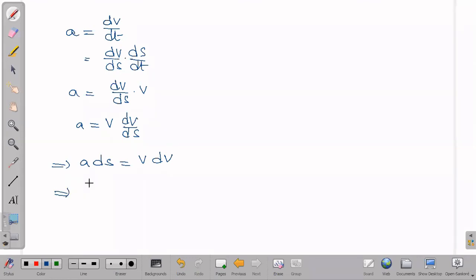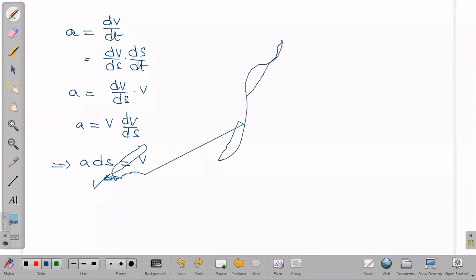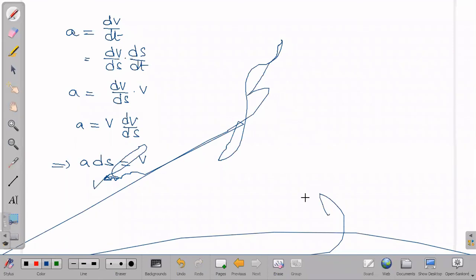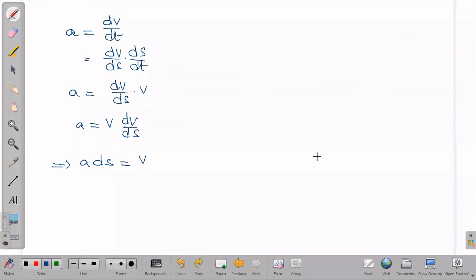So again, what do we do to get the total? We will be integrating again. So we have v into dv here, right? Now what we are going to do is integrate on both sides. If we apply integration on both sides, a into ds is equal to the integration of v into dv, right?